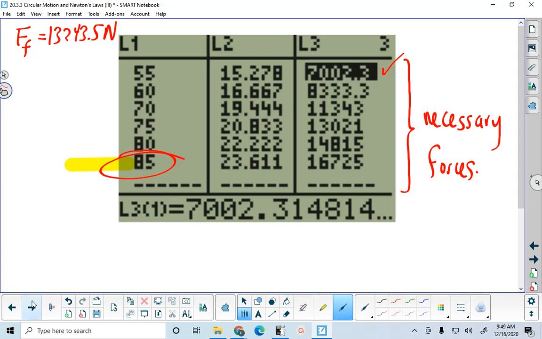I know you're kind of being facetious there, Evan, but I want to be serious about it for a second. Since this force needed to navigate the curve is more than the force of friction is able to provide, you will not be able to stay on the track. You won't be able to stay on the track at 85, you won't be able to stay on the track at 80, and you will be able to stay on the track at 75 because the force required at 75 is smaller than the force due to friction. Does that make sense, you guys?